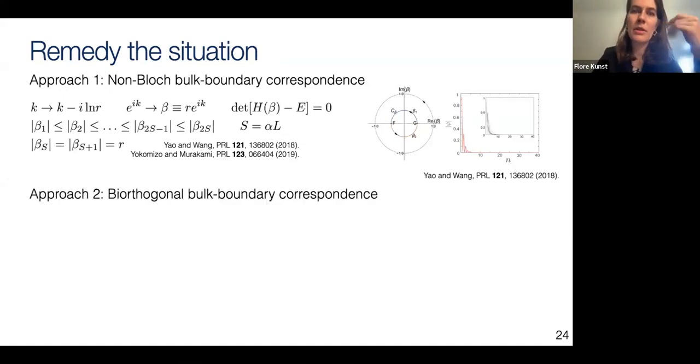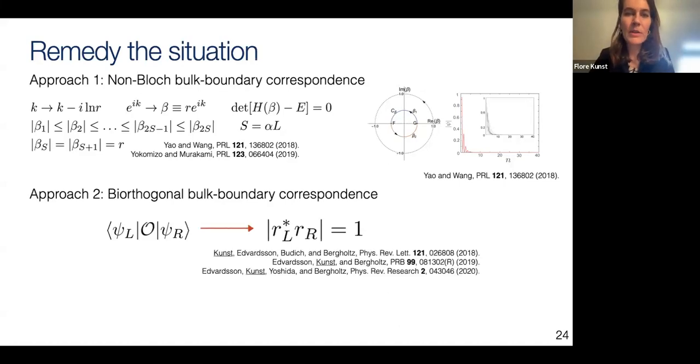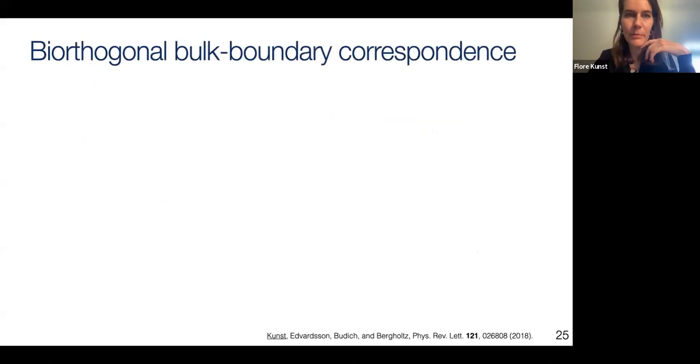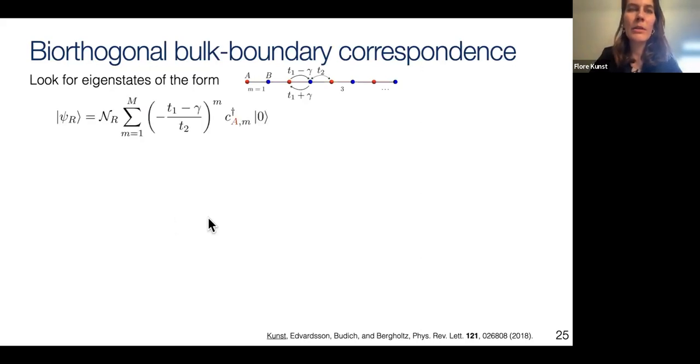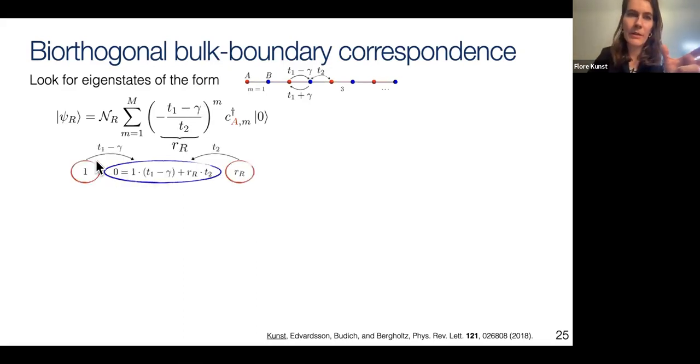However, I want to talk more about the second approach, because this is the approach that we worked on, which is the biorthogonal bulk boundary correspondence, where we will explicitly use biorthogonal expectation values. So here's the non-Hermitian SSH chain, where I'll show you exactly how this works, but this can also be generalized. And we look for eigenstates of the following form. Now, this looks almost the same as what I wrote for the Hermitian SSH chain. However, you see now that I have this minus gamma up here because I now hop to the left with T1 minus gamma.